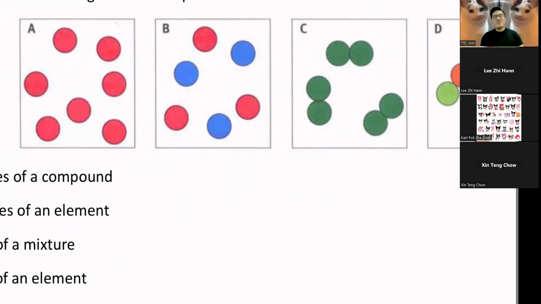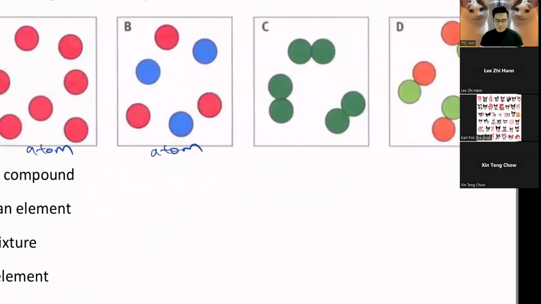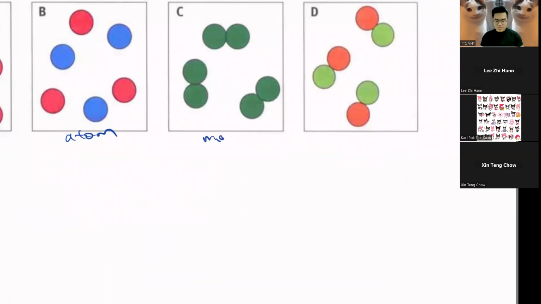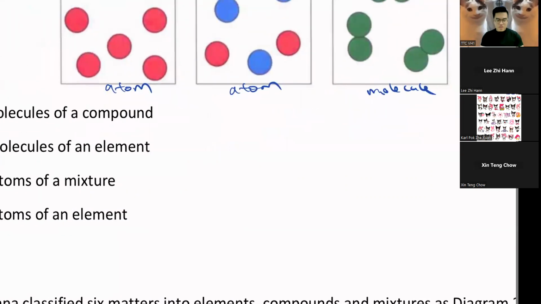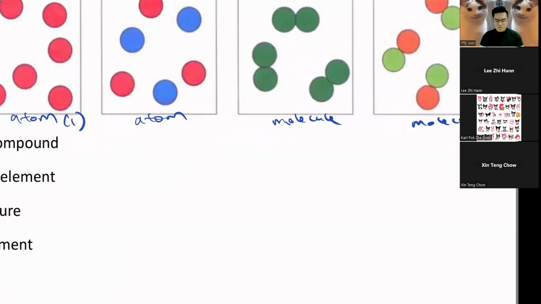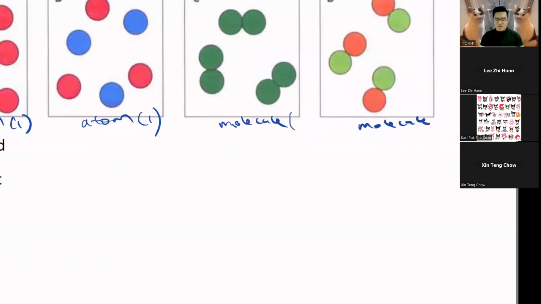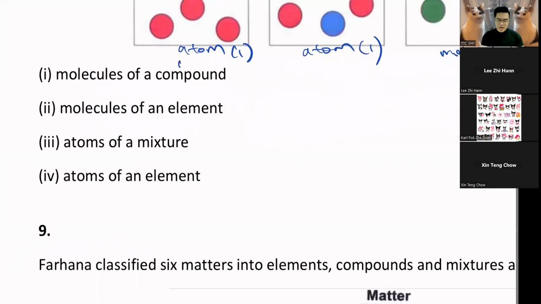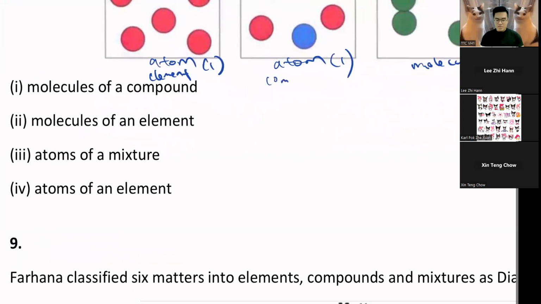You want to say hydrogen dioxide or dihydrogen oxide, right? So this is an atom. This is also an atom. This is a molecule. This is a molecule. Why? Because this one got 1. It's like one single, 2 and 2. But this is an element, because only got 1 type. This is a compound.